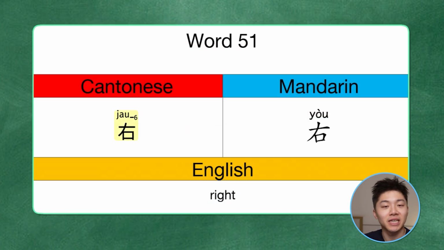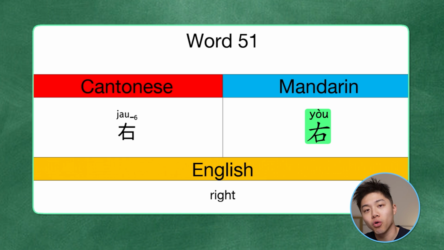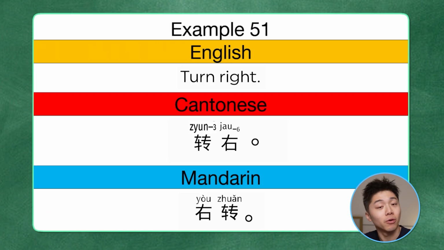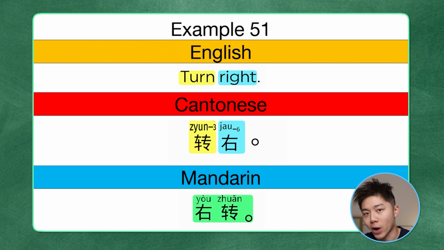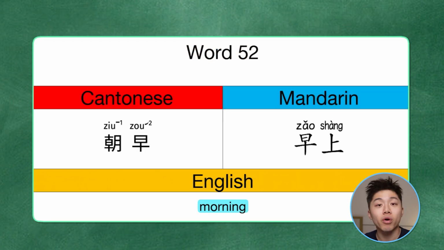Next, right. In Cantonese it is 右, in Mandarin 右. So for example, turn right. 轉右, in Mandarin 右轉. 轉 means to turn, so turn right or left, whatever. Next, morning.